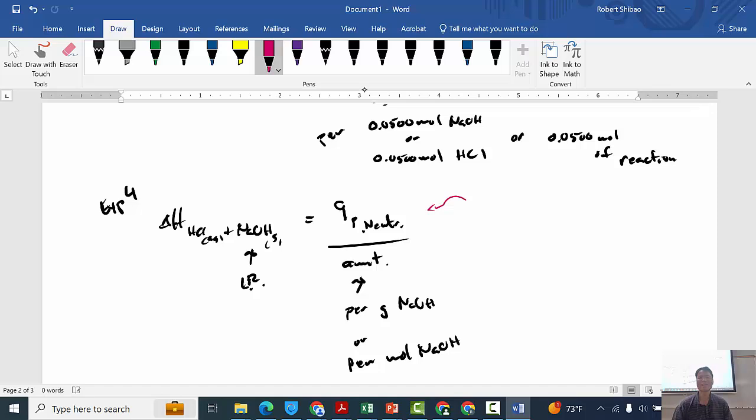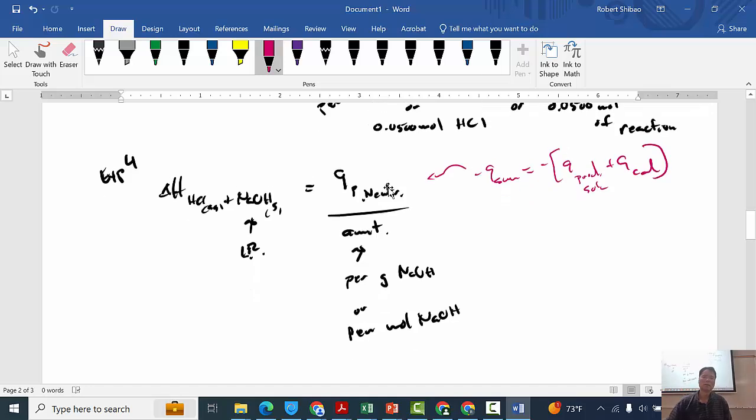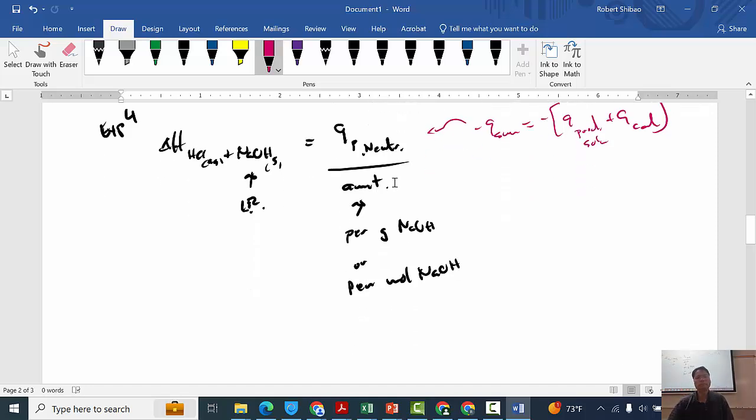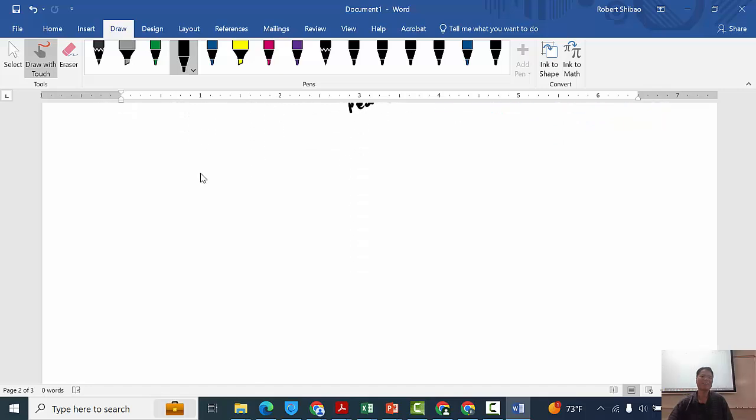And so this is the same thing. This is just minus Q of the surroundings, which is going to equal minus Q of the product solution plus Q of the calorimeter. I wrote the equations for this last time. All right, now once we get that data, then we can use this data.